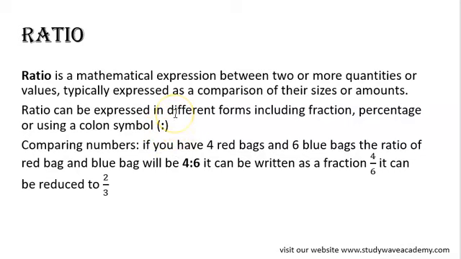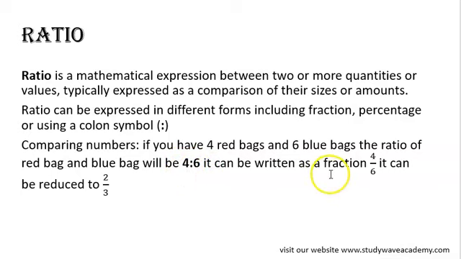Comparing numbers, okay? Let's say if we have 4 red bags and 6 blue bags, the ratio of the red bags and the blue bags will be 4 ratio 6. This is how we read this. Not 4 colon 6, no. We say 4 ratio 6, okay?